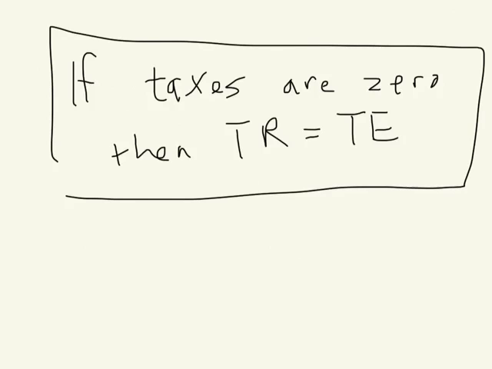Actually, in the next unit of the course, we'll introduce the analysis of taxes, and we'll see if there's a tax, then consumers lay out some total expenditure, the government collects a tax, and producers get what's left. But if we don't have any taxes, total revenue and total expenditure are the same, and that's why when we talk about elasticity, I often flip back and forth between talking about total revenue and total expenditure.